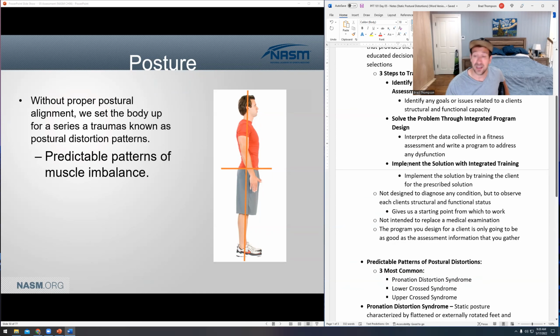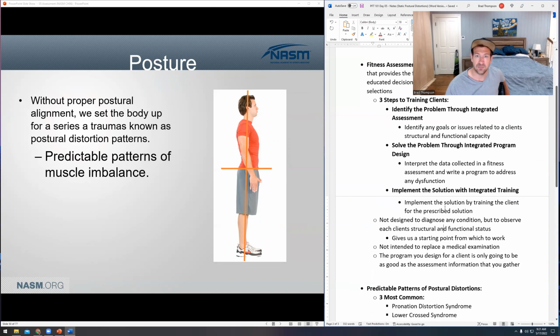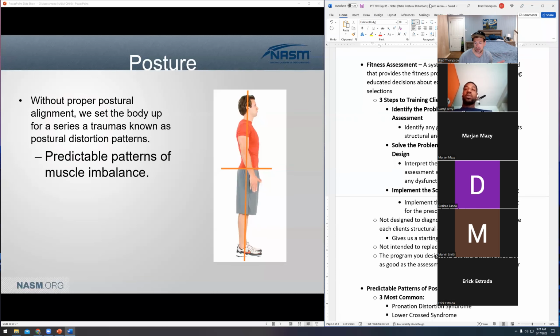Step three, the easy part, implement the solution, train your clients. That's it. Implementing the solution is doing whatever it is you wrote, it's showing up to the gym and putting in the hours. That's the implementation. We're going to implement our solutions by training our clients, right? For whatever it was that we came up with, in terms of what we wrote, right?